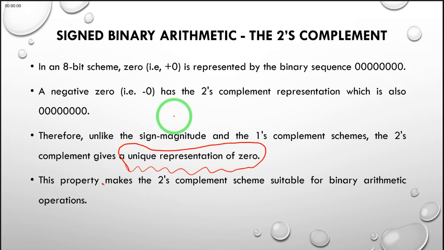binary numbers. So as much as we have gone through the two other methods, that is the sign magnitude and the 1's complement, those have their disadvantages and they are undesirable, particularly with the dual representation of 0. But we have seen that the 2's complement provides a superior way of representing, or a unique way of representing 0, whether positive or negative, and therefore this makes the 2's complement suitable for binary arithmetic operations.